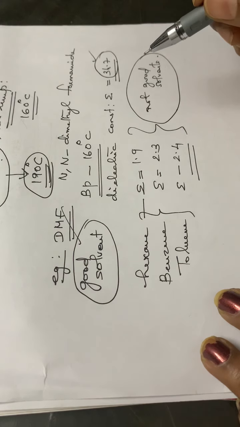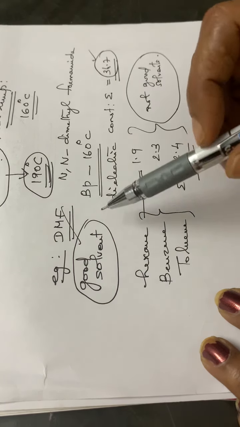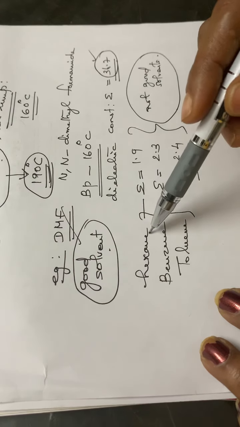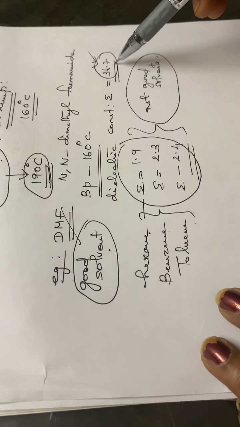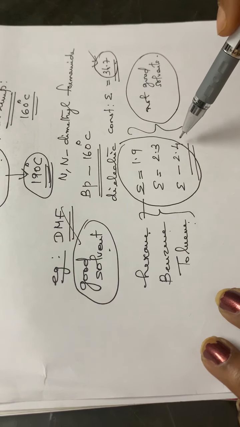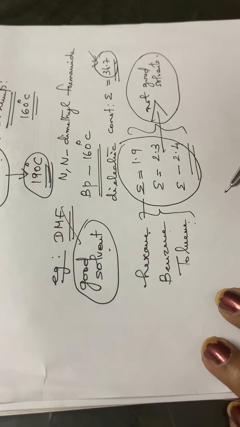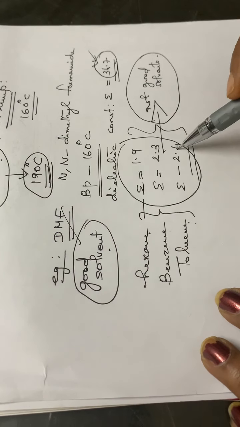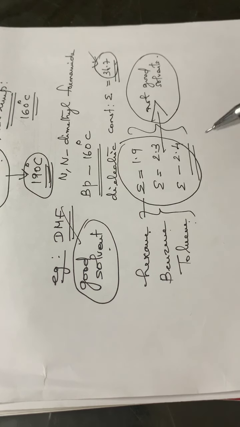So DMF, sorry for all the noises going on here. Okay. So DMF is a very good solvent, but at the same time hexane, benzene and toluene have very low dielectric constants. See, in the case of DMF it is about 36.7, but in the case of hexane, benzene and toluene it is about 1.9, 2.3 and 2.4. So we can say that they are not at all good solvents. Okay. So they have a lower dipole moment, and since they have a lower dipole moment, they will not absorb this microwave radiation so easily, so we can't use them as solvents for microwave assisted organic synthesis. Okay.